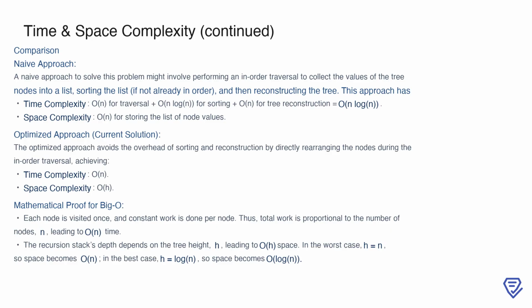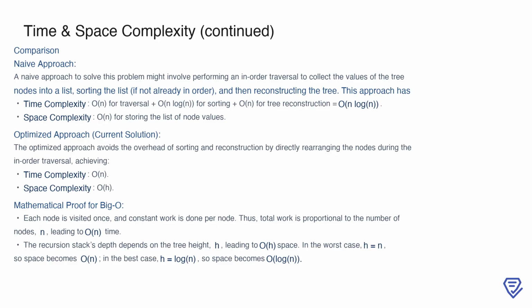The space complexity for this naive approach would be O(n), due to additional memory needed to store the list of node values. In contrast, the optimized approach avoids the overhead of sorting and reconstruction by directly rearranging the nodes during the in-order traversal. This results in a time complexity of O(n), since each node is visited once, and a space complexity of O(h), where h is the height of the tree.